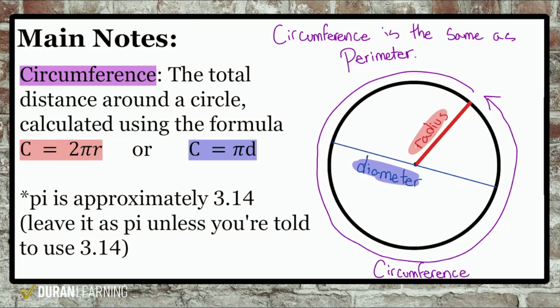One is just, if you have the radius, you can use this one. Or if you have the diameter, use this one. But they're interchangeable. They are interchangeable because the diameter here is double the radius, 2r. 2r and the d are the same exact thing.